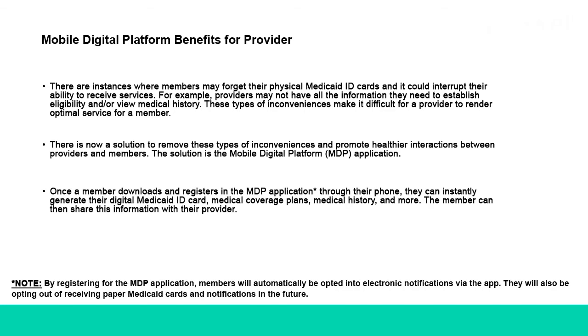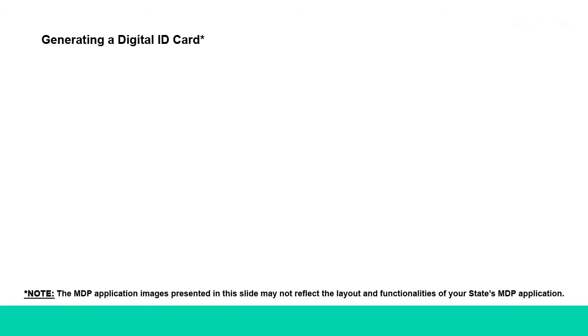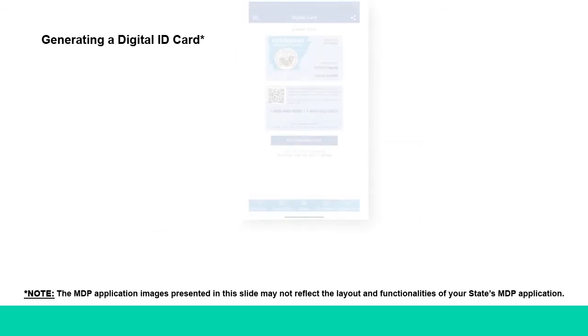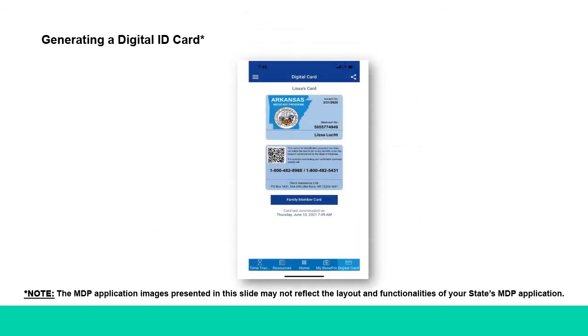Once a member downloads and registers in the MDP application through their phone, they can instantly generate their digital Medicaid ID card, medical coverage plans, medical history, and more. The member can then share this information with their provider. Since the MDP application will be a statewide implementation, MDP's digital Medicaid ID card will replace the member's paper Medicaid ID card as the main form of identification to present to providers.